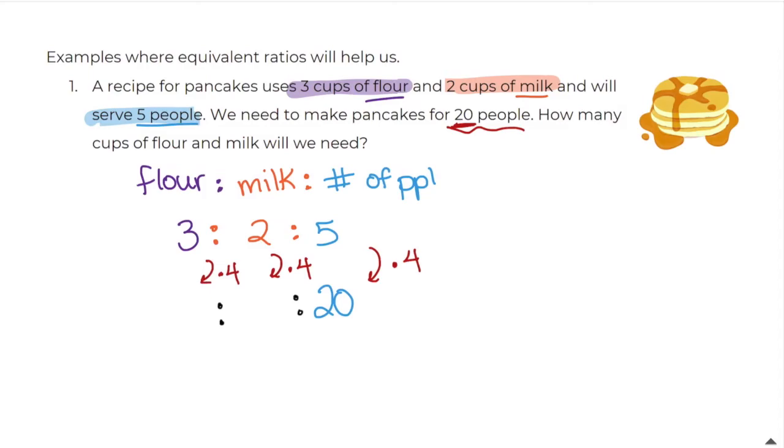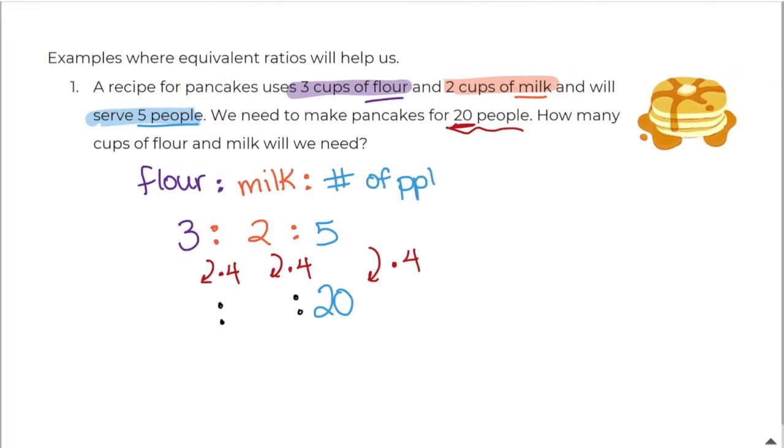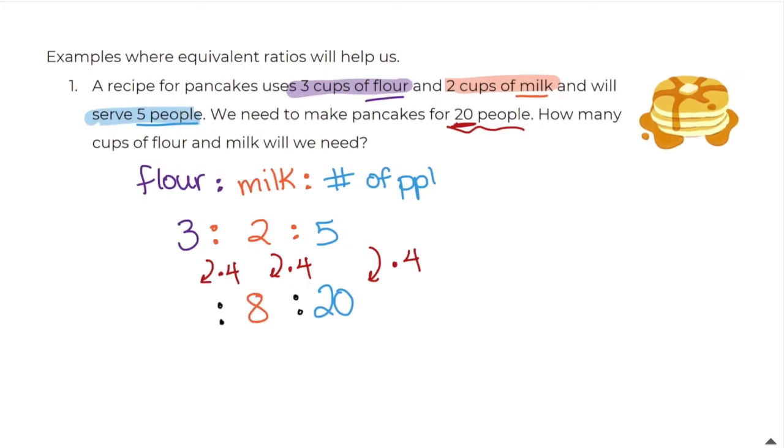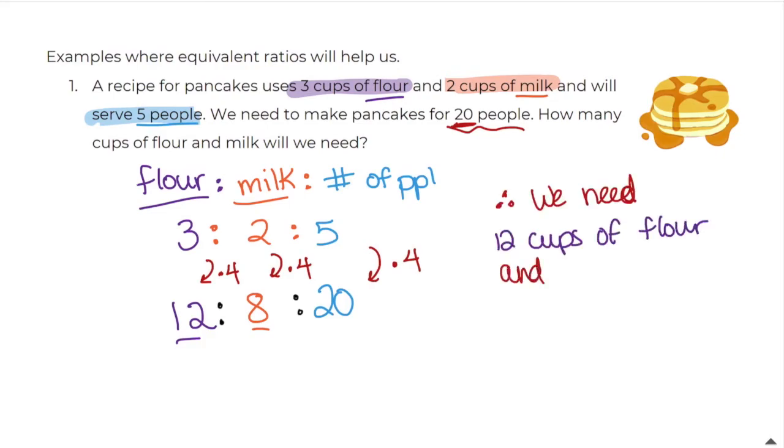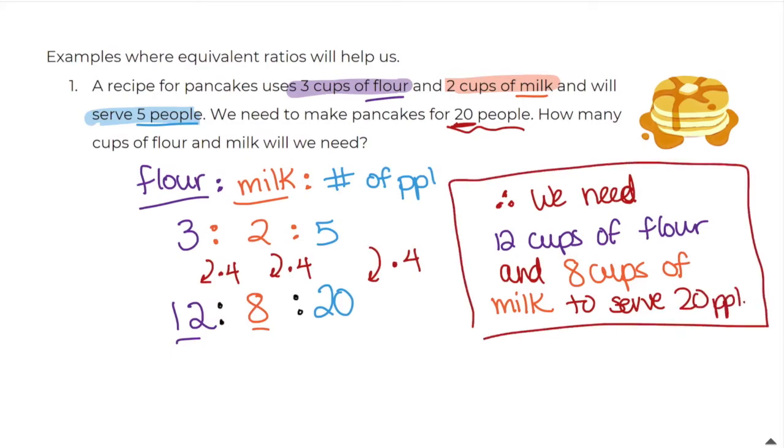So 2 also has to get multiplied by 4, and I get 8. And then 3 also has to get multiplied by 4, and I end up getting 12. And since this 12 represents flour and this 8 represents milk, we can say, therefore, we need 12 cups of flour and 8 cups of milk to serve 20 people. And that's our answer for this question. And that's how we would use an equivalent ratio to help us out.